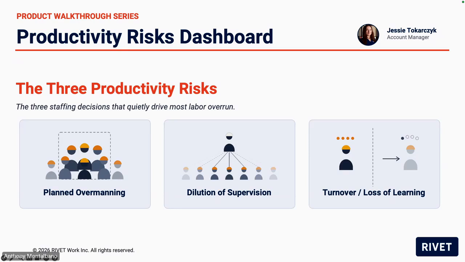The second is dilution of supervision. So one foreman running 6 people can make fast calls, but that same foreman running 15 does not. Decisions get delayed, rework creeps in, and it's not because the foreman is getting worse at the job. The third is turnover or loss of learning. Every time you rotate a new worker onto a job, they are behind the curve. So rotate people on too often, and you pay to reclimb that curve over and over.